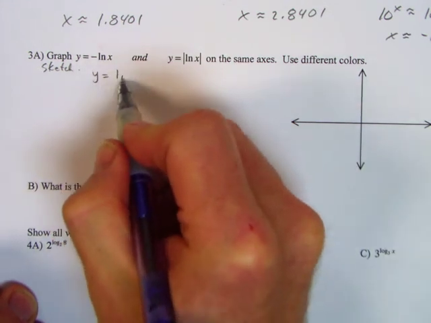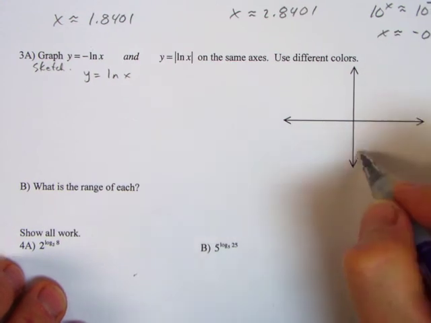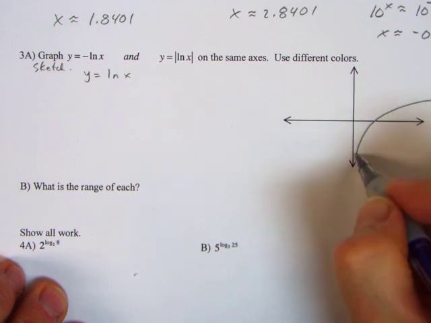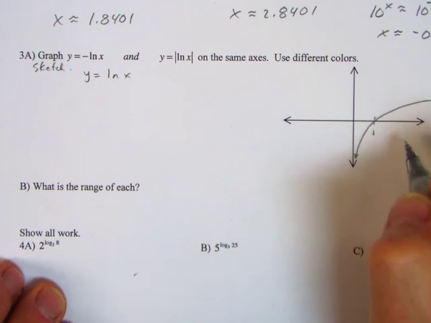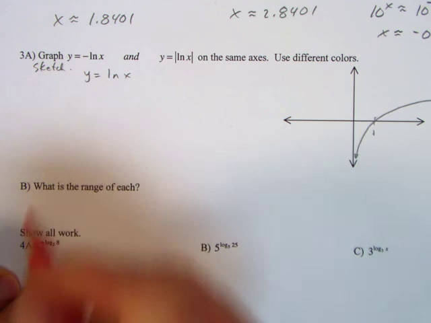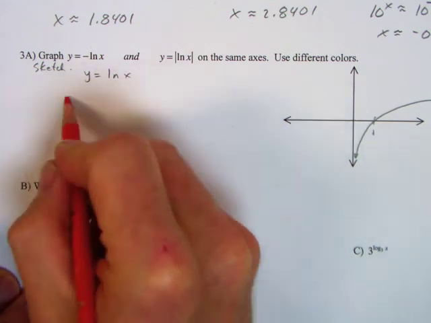What I want to start with is y equals ln of x. We should know this graph. That graph is the inverse of our exponential, and we graphed that one in the previous section. Now, let's say that f of x equals ln of x.